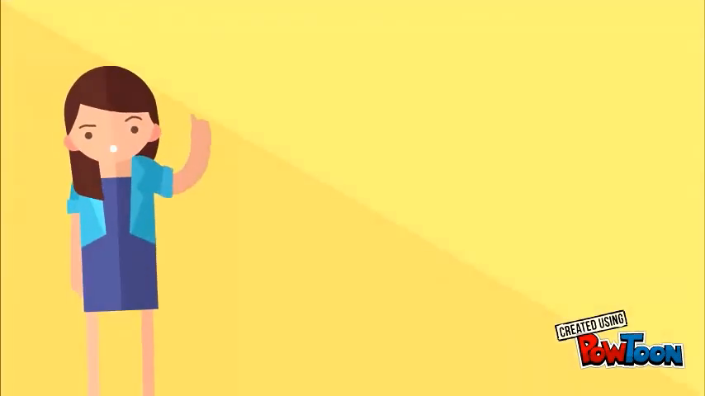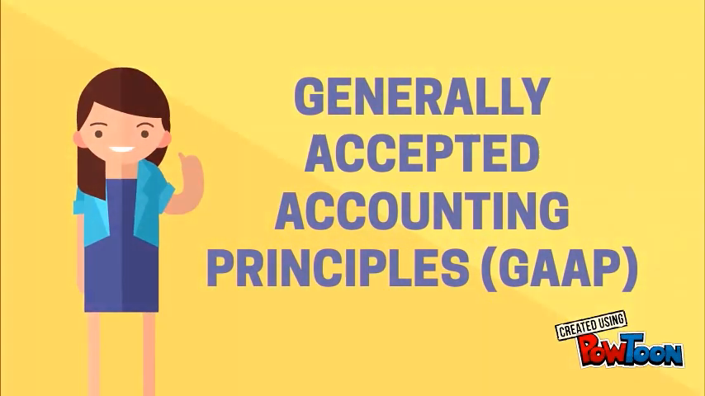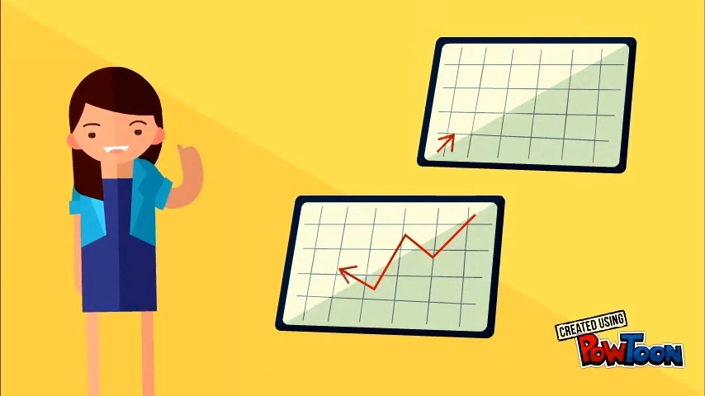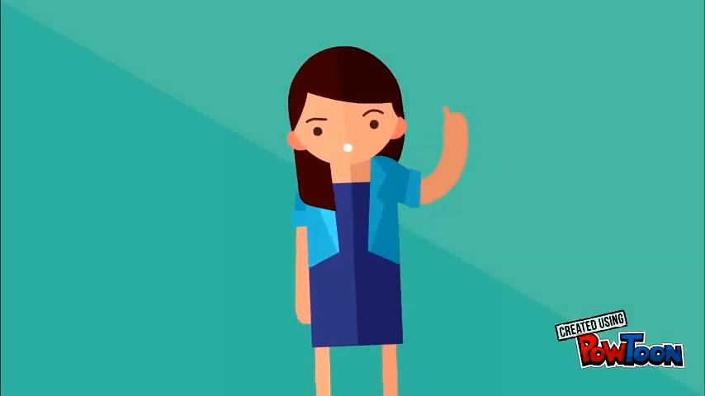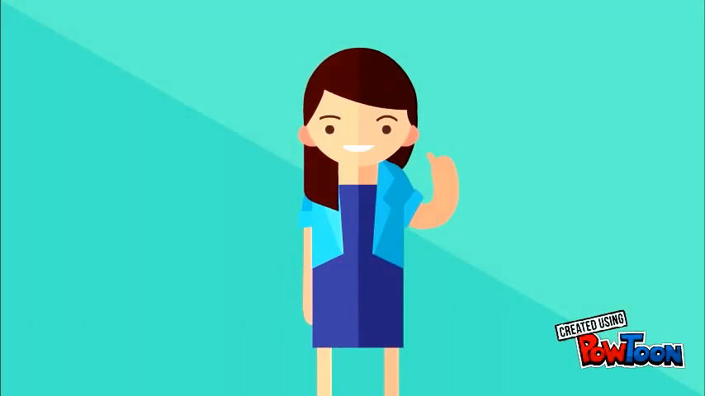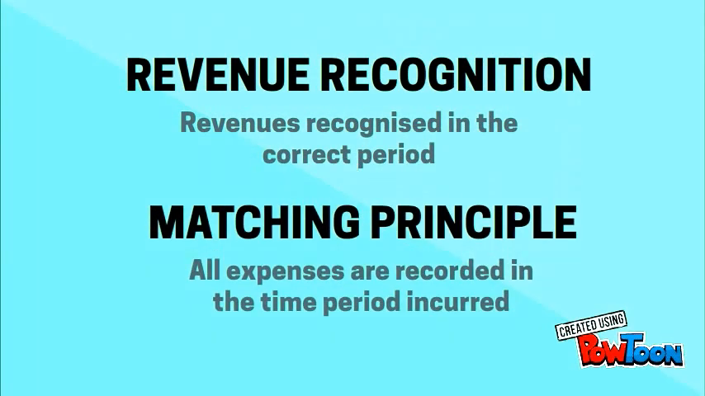It is important to note that the accrual basis is required by the generally accepted accounting principles. As a result of this, the income statements report accrual-based profits or losses. This is where adjusting journal entries come in. Adjusting journal entries are entries made in the general journal to ensure all revenues are recognised in the correct period, known as revenue recognition, and all expenses are recorded in the time period incurred. This is referred to as the matching principle.